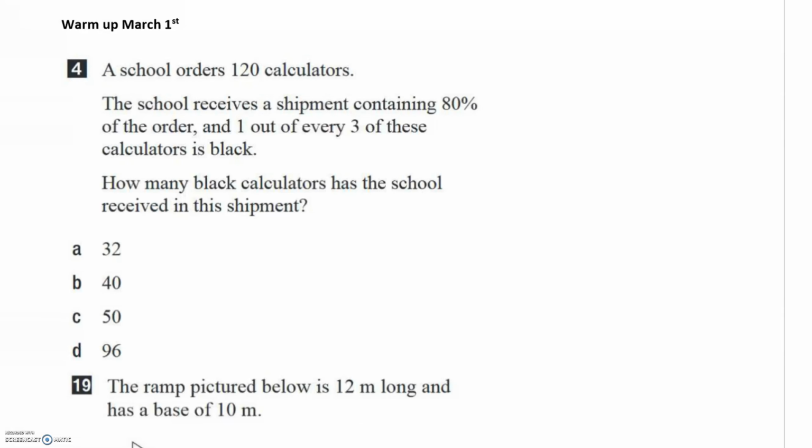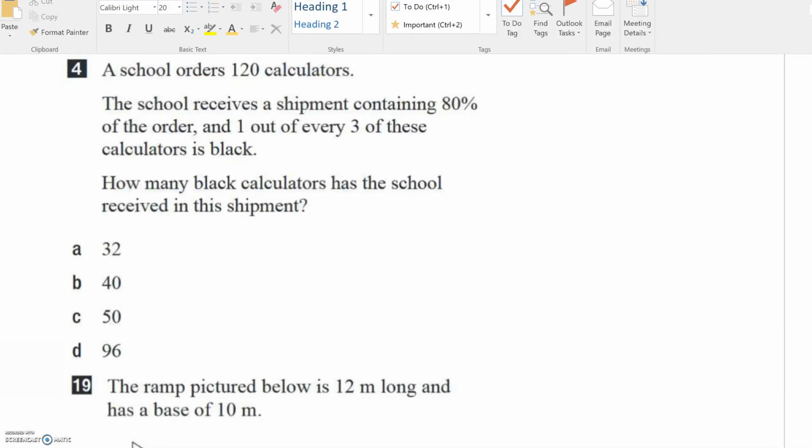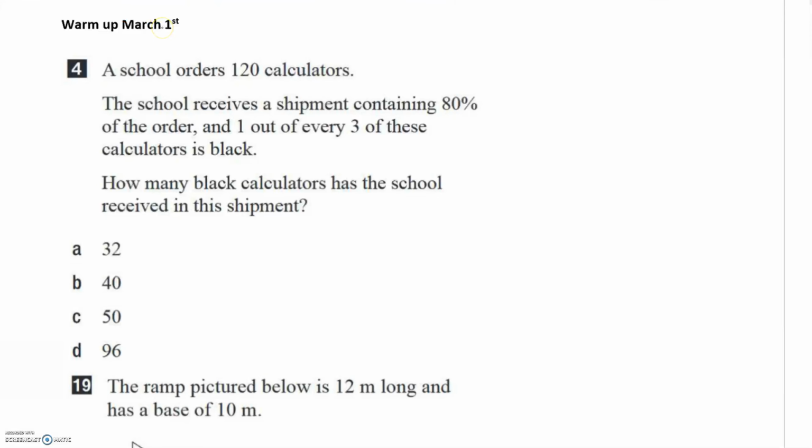For this warm-up here, a school orders 120 calculators. The school receives a shipment containing 80% of the order. So they don't get the whole shipment, they only get 80% of it. So we want to calculate what 80% of 120 is. That's probably the first thing you want to do.